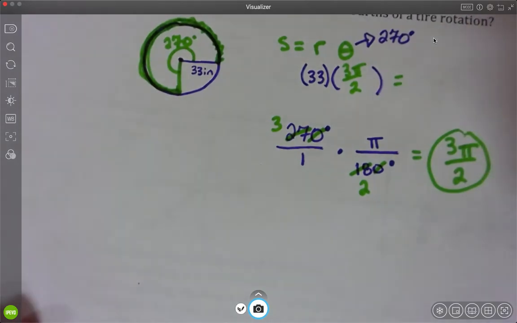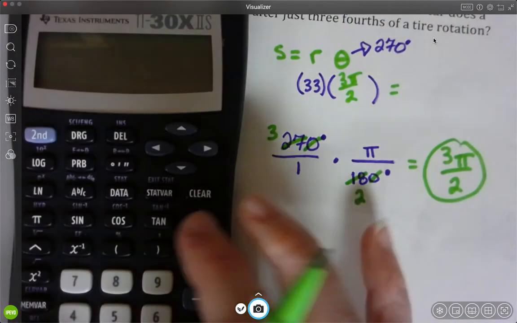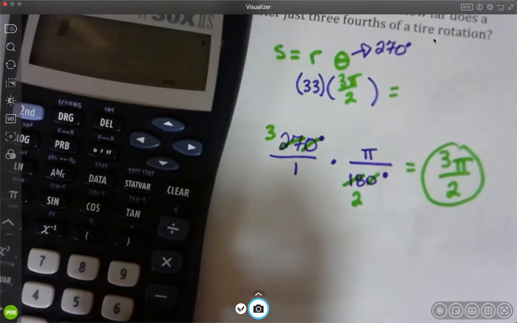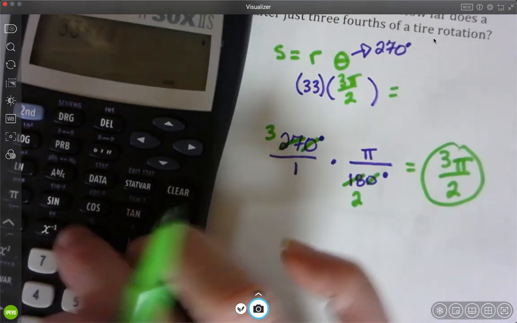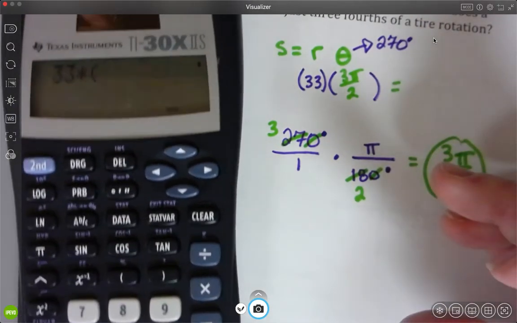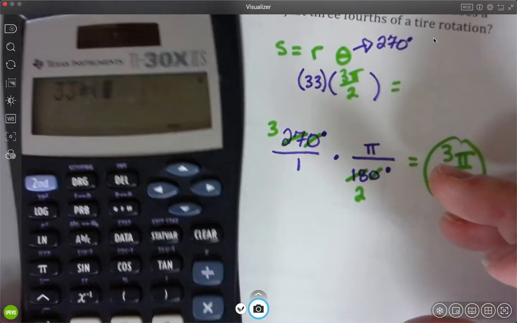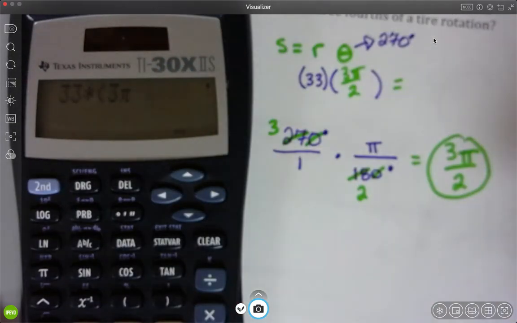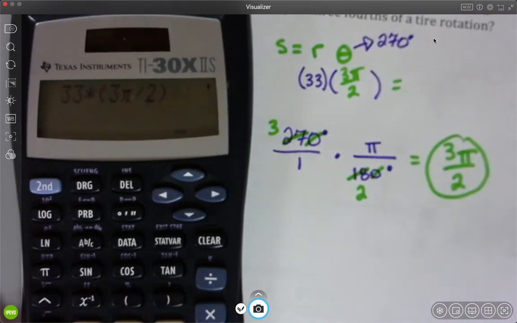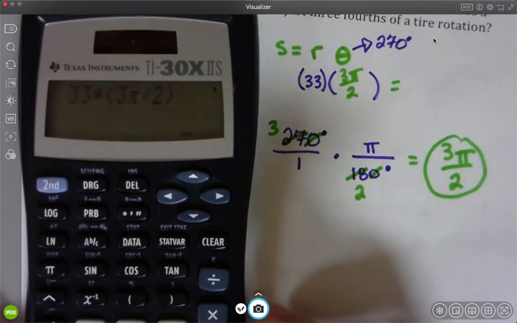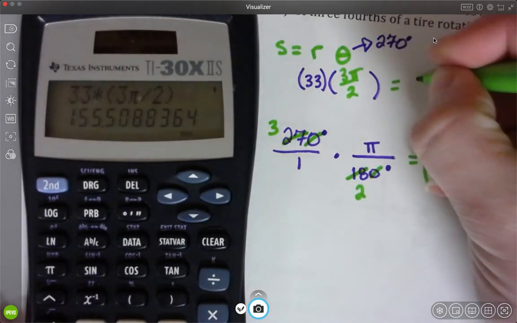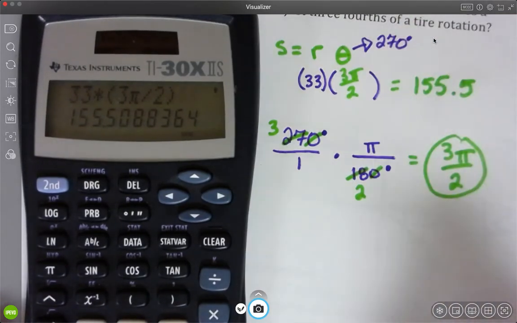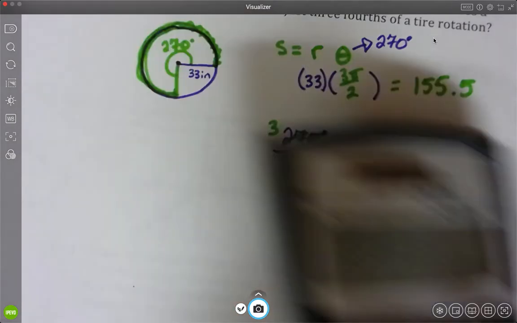So 33, you're going to need your pi button. I'm going to use parentheses. Exactly how I'm going to type this in: 33 times 3 pi, my pi button is right here, over 2. Just like that. That's how I'm going to type it in. Enter. And it is 155.5. Now what? 155.5 what?